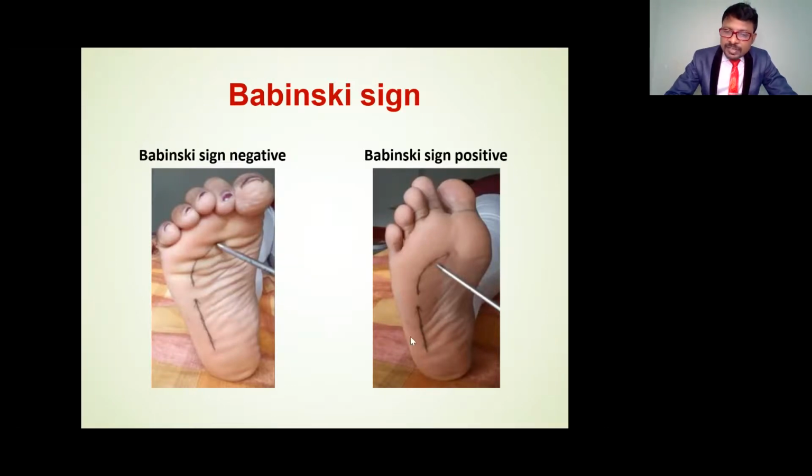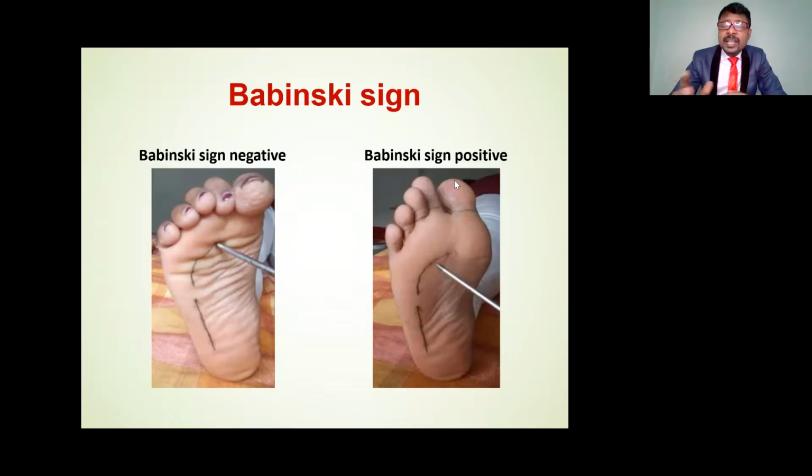That means we stroke from the lateral border of the sole of the foot to the medial border. So what will be the response? The big toe is going to be in the extension position. The other toes are going to be fanning, opening. If you see here, this is the normal one. In the normal one, all the toes will be in flexion. But in the pathological sign or pathological reflex, also called the Babinski sign, the big toe will be in the extension position and the other toes are going to be fanning. So that is the pathological Babinski sign.